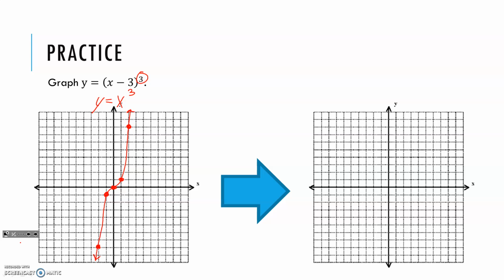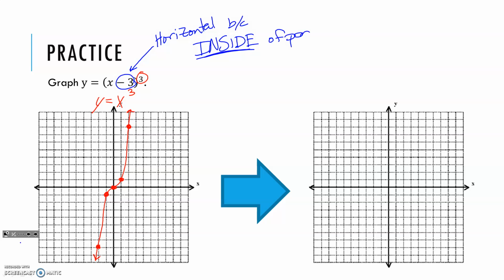Okay, now, I told you guys that this was a horizontal shift. How do I know that this is a horizontal shift? Well, look at that -3. That is horizontal because it is on the inside of parentheses. So I have y equals (x minus 3) cubed.